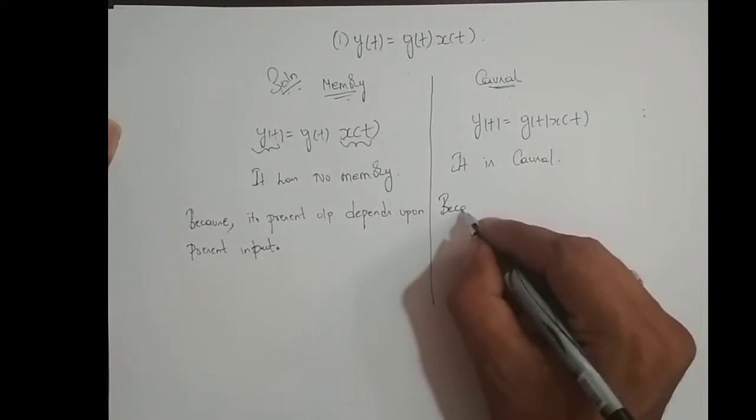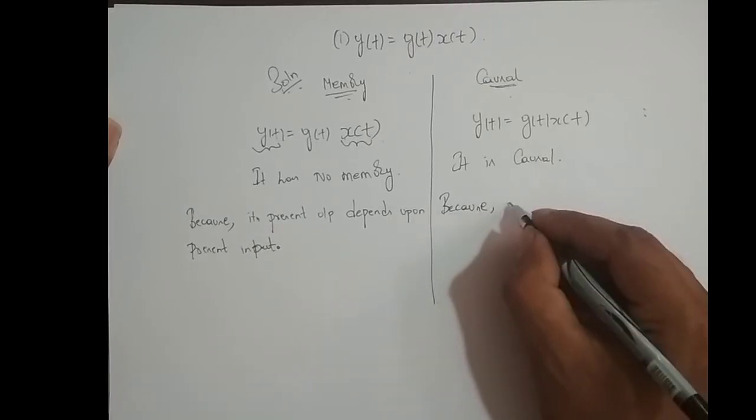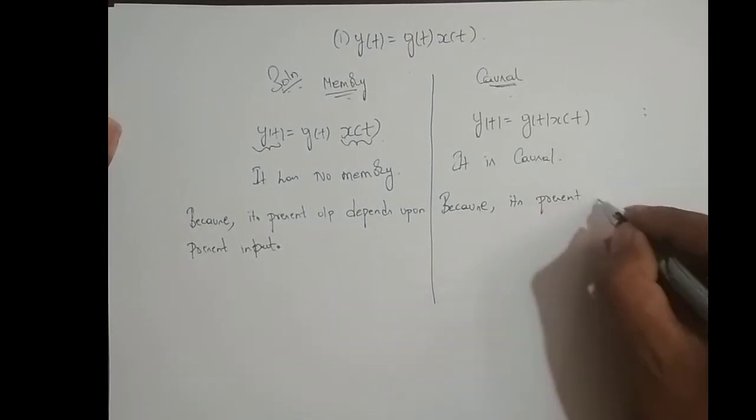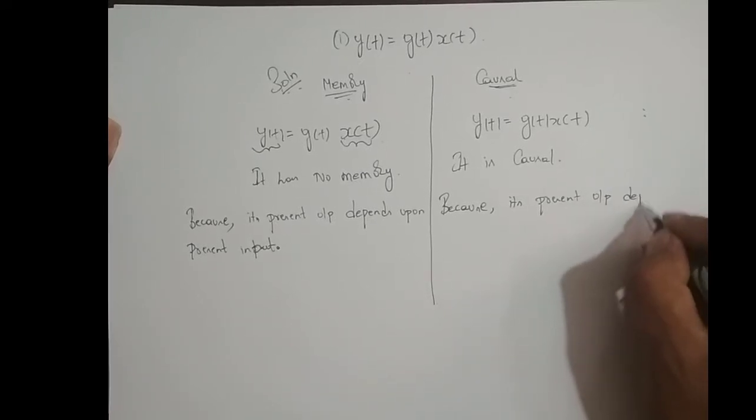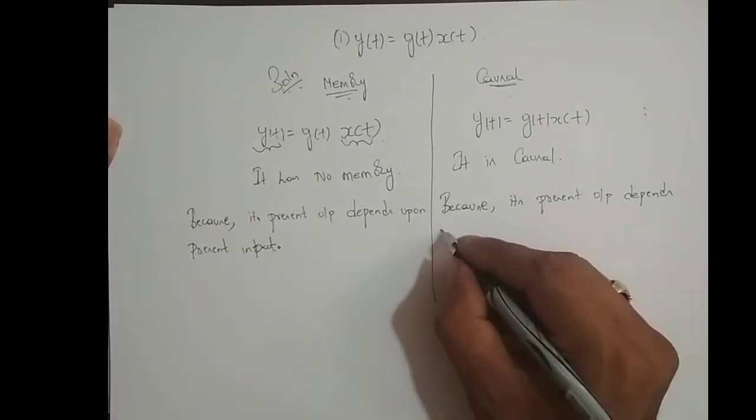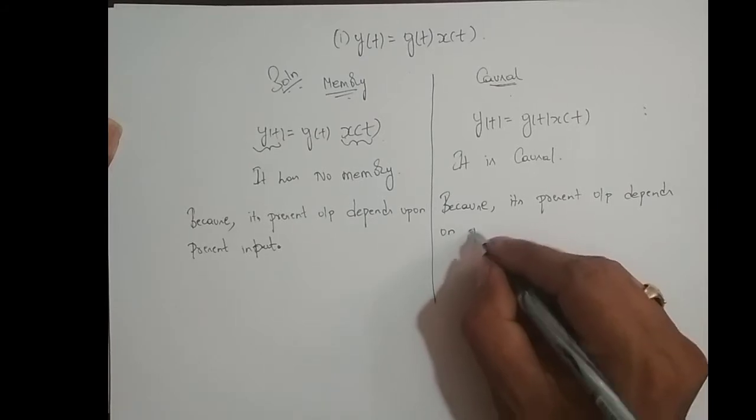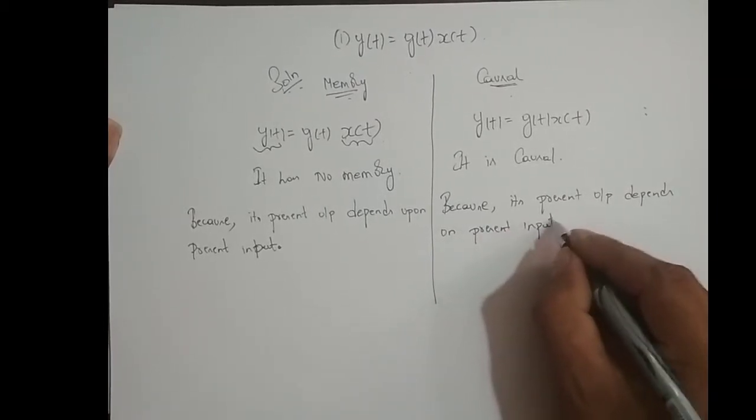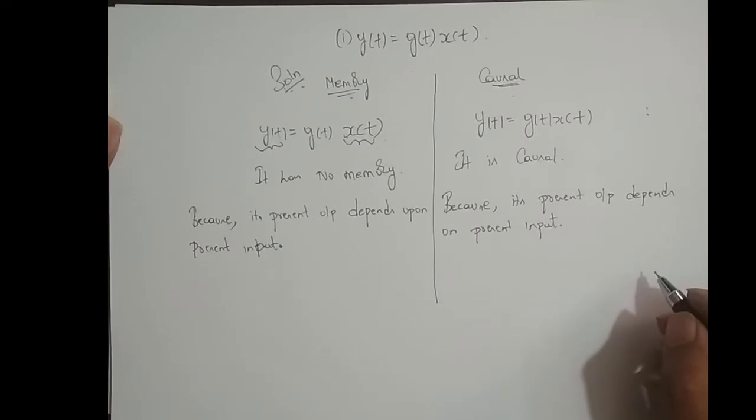It is a causal system. Why? Because its present output depends on present input. Fine. We'll take up one more example.